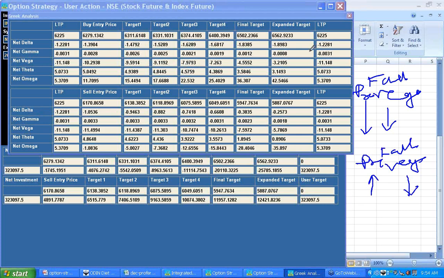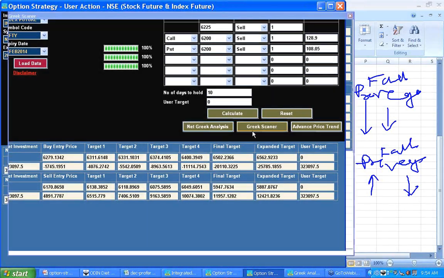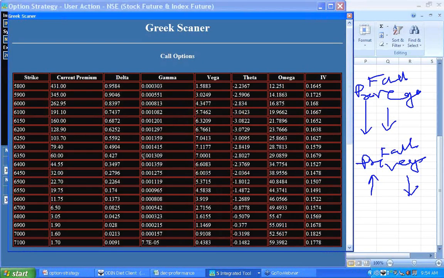So this is the trend I am seeing from my net Greek analyzer, which is showing minus 1.22. Now only one thing: if I can make it neutral or bring the delta to 0, then, because delta is associated with the intrinsic value, if I bring that delta to a near 0 value, I will be protected. For that I will just go to the Greek scanner.